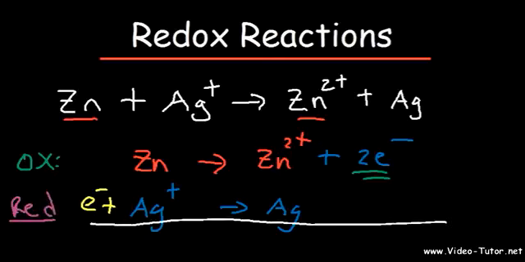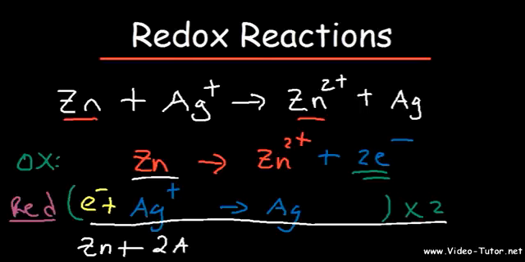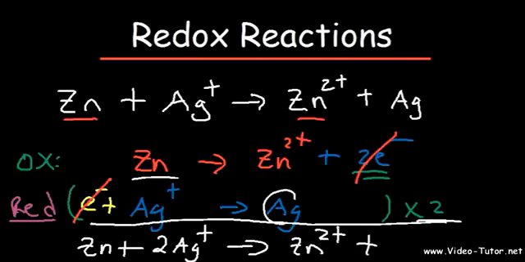Now, before we can add these two, we need to make the number of electrons in both half reactions equal. So we're going to multiply the second equation by 2. And now we can add them. So if we bring this down, we have zinc plus 2 Ag plus, because we got to multiply by 2. The 2 electrons will cancel. And on the right side, we have zinc 2 plus, and we're going to multiply that by 2, so 2 Ag. So now that reaction is balanced.